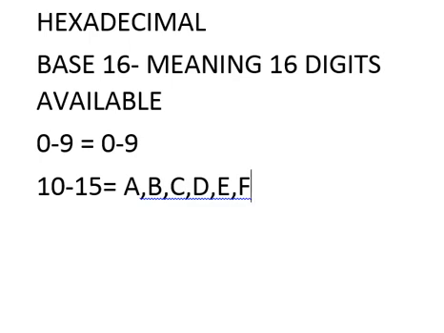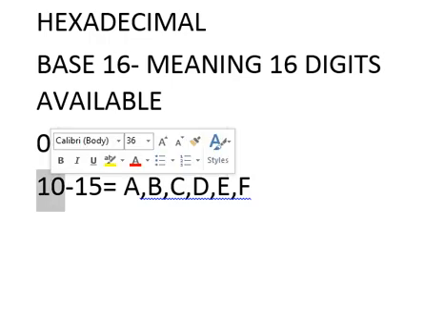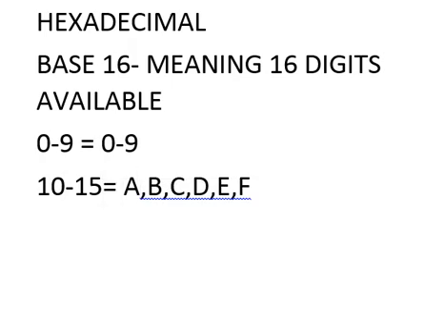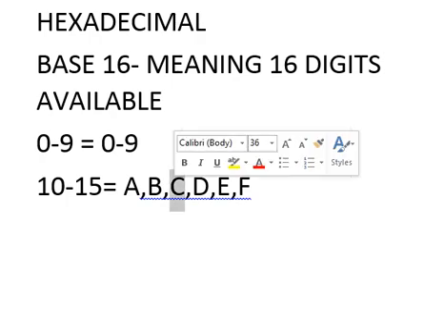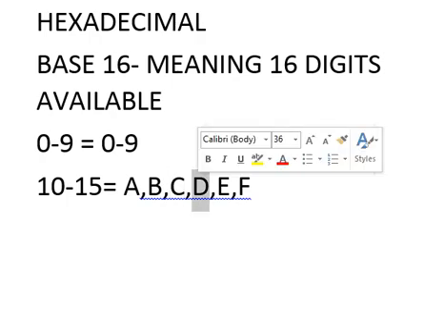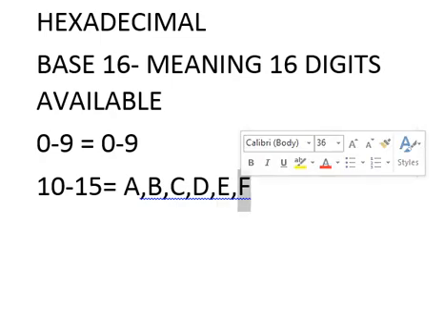So hexadecimal is base 16, which means there are 16 digits available, from 0 to 15. Normally they don't include the zero, but for hexadecimal you do. So from 0 to 9, the digits are equal to themselves: 0 is equal to 0, 1 is equal to 1, 2 is equal to 2, etc. But as soon as it gets to 10 to 15, it's letters: 10 is equal to A, 11 is equal to B, 12 is equal to C, D is equal to 13, E is equal to 14, and F is equal to 15.